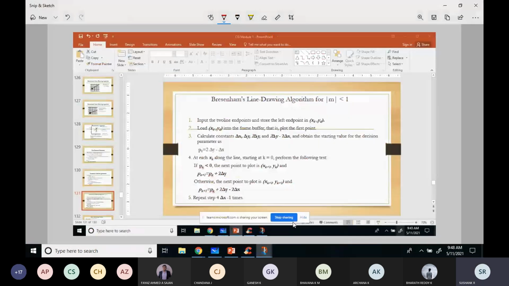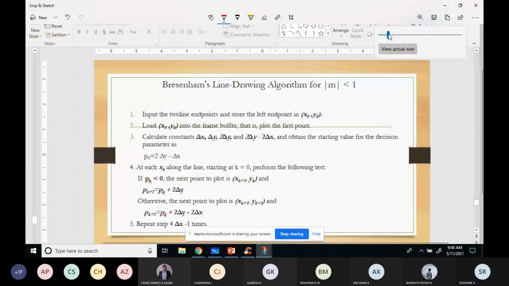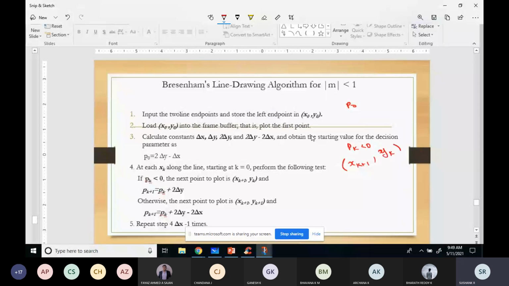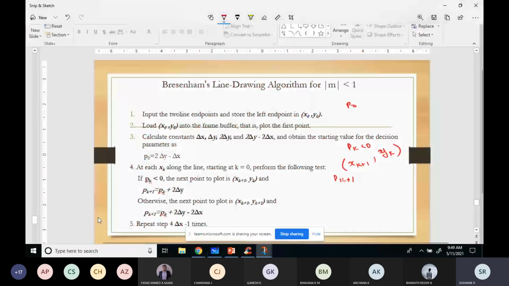What you have to do: calculate P naught. After that, for pk less than 0, the point will be x of i plus 1, yi. Wherever i is there, I will just put k; it doesn't matter. Then you have a formula to calculate p of k plus 1. If less than 0, we have used pi plus 2 times delta y, which means pk plus 2 times delta y. That is what is given here.